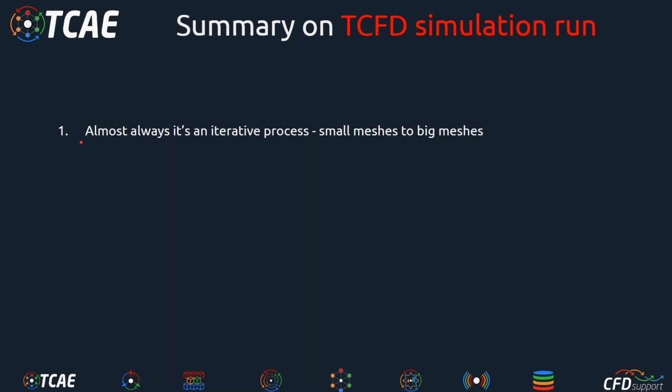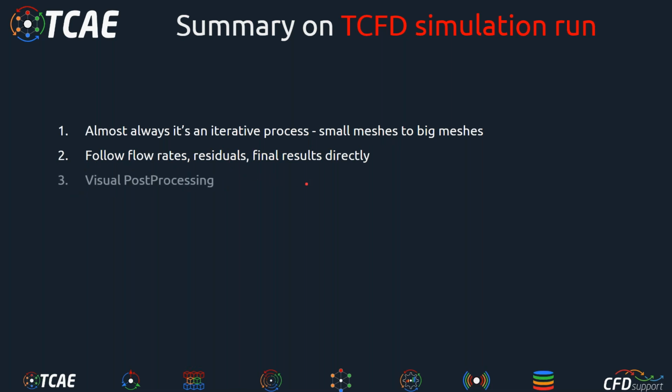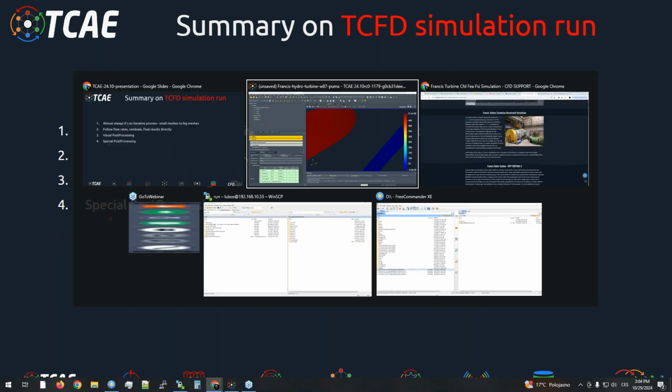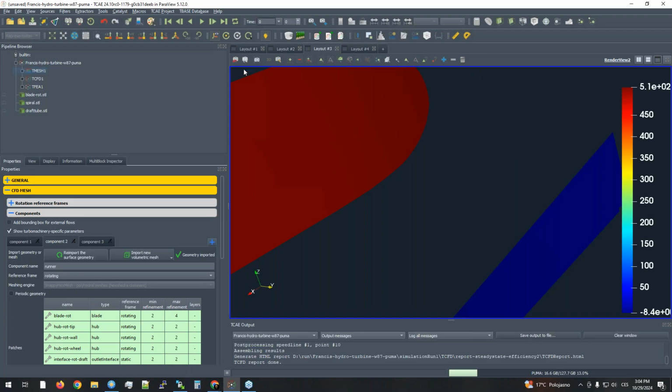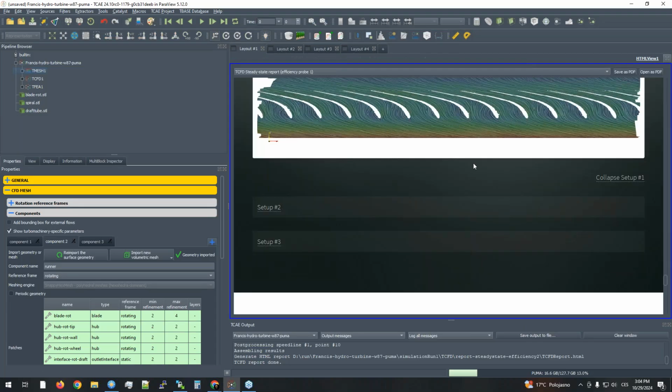Yes, so the simulation is an iterative process. That's what I mentioned. We definitely recommend to start with small meshes and slowly increase the number of mesh cells, because you can always make big simulations which are really large and take a lot of resources to simulate. So start with small meshes, follow flow rates, follow residuals, and follow the final quantities. Always do the visual checks, and always, of course, follow the integral values, because in turbomachine simulations, it's all about the integral values.